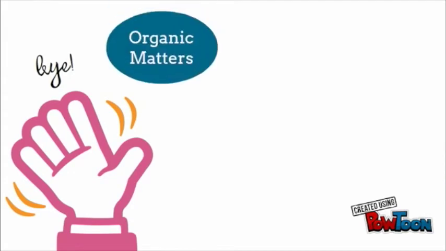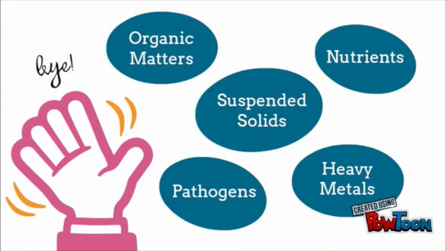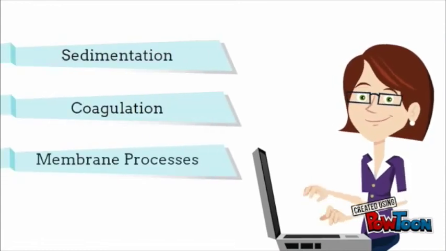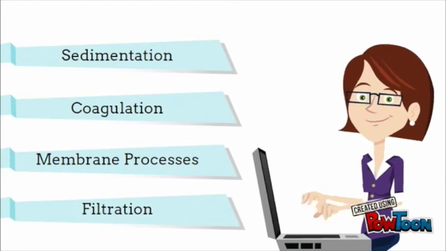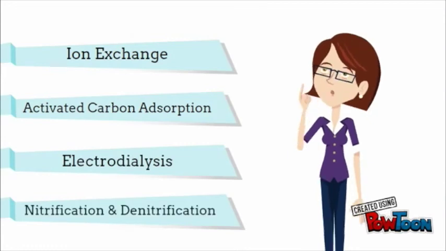This step removes different types of pollutants such as organic matter, suspended solids, nutrients, pathogens, and heavy metals that secondary treatment is not able to remove. It includes sedimentation, coagulation, membrane processes, filtration, ion exchange, activated carbon adsorption, electrodialysis, nitrification, and denitrification.